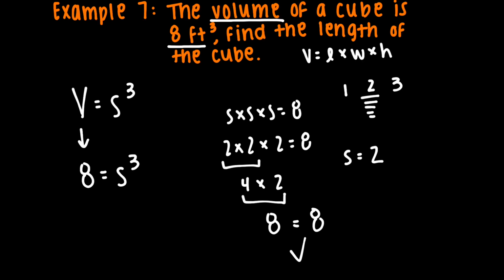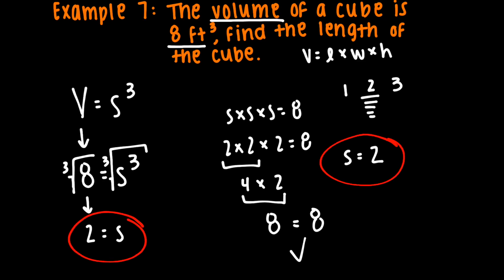Now, if you didn't know how to do it mathematically, all you do is take the cube root of each side. We did this when we were taking the square root of numbers. The cube root of 8 is actually 2, which gets me to the same point. So I know the length of my side of my cube is 2. Now, if you have to do guess and check, that's fine. If you can do it straight math, that's cool too.